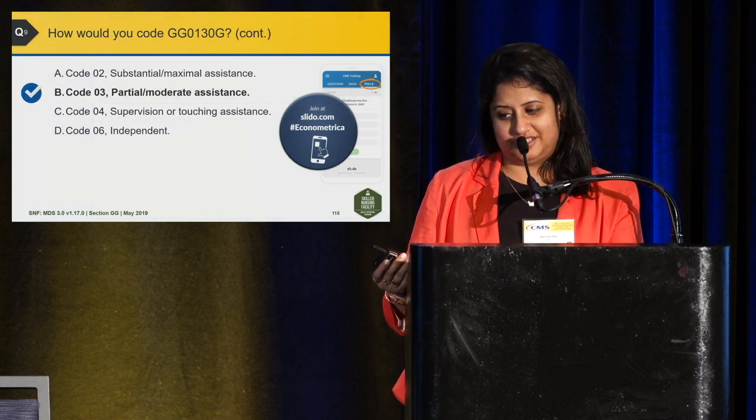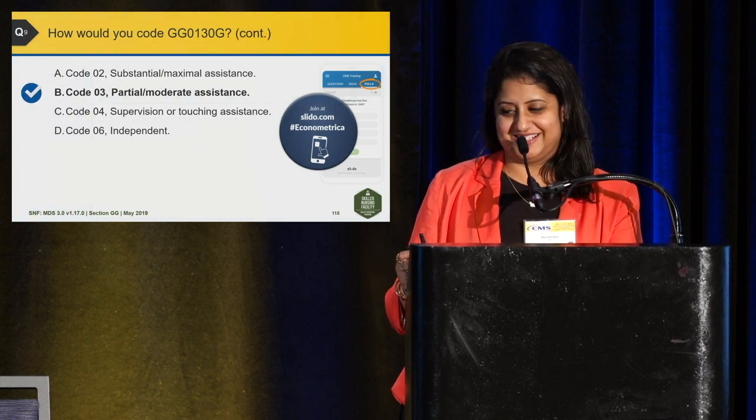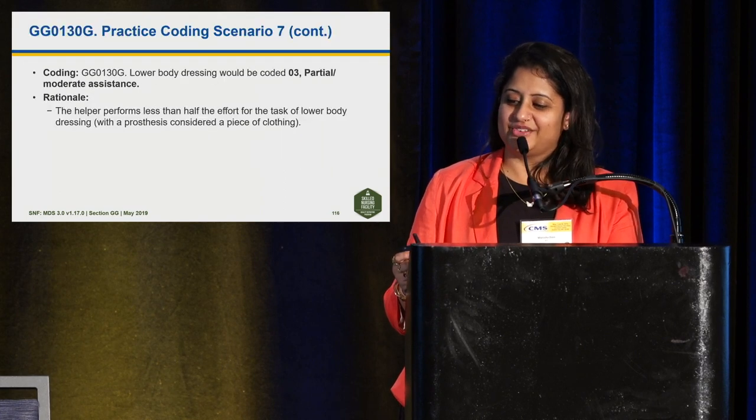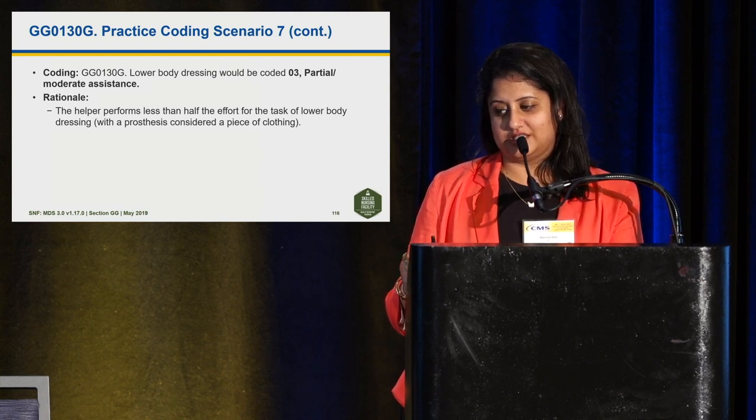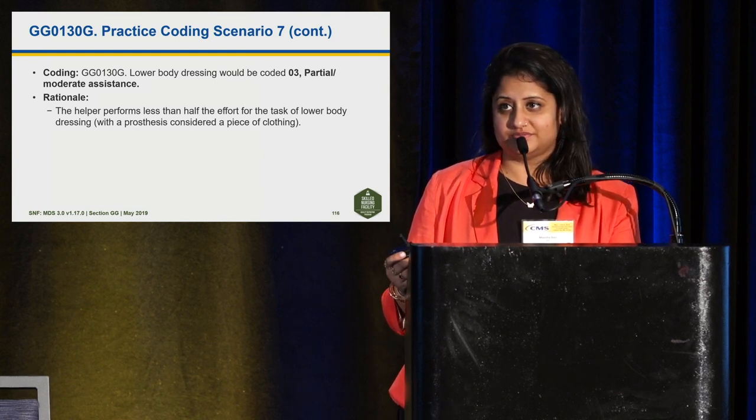The correct answer is B, 03, partial or moderate assistance. And the rationale behind this is the helper performs less than half of the effort for the task of lower body dressing, with a prosthesis considered a piece of clothing.